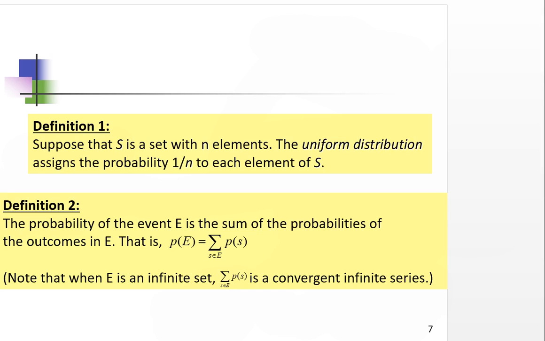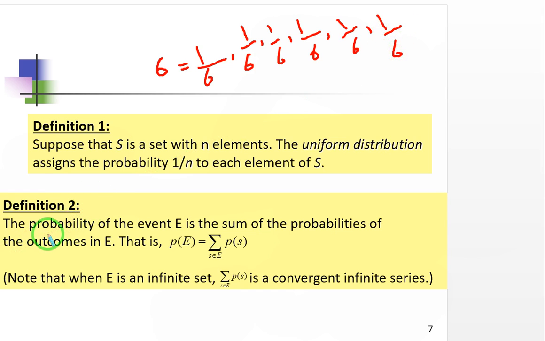Coming to the definition: suppose that S is a set with n elements, the uniform distribution assigns the probability 1 over n to each element of S. What does it mean? We have a total of 6 elements, like a die, 1 2 3 4 5 6. So the uniform distribution means that 1 can be 1 over 6, 2 can be 1 over 6, 3 can be 1 over 6, 4, 5 and 6 can each be 1 over 6. So this is called uniform distribution.